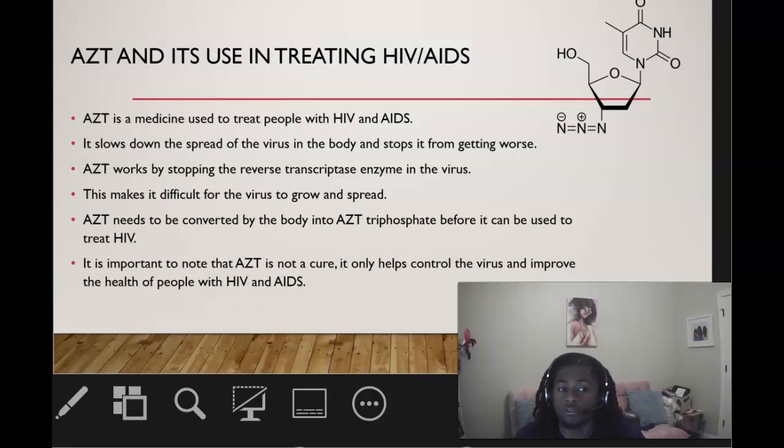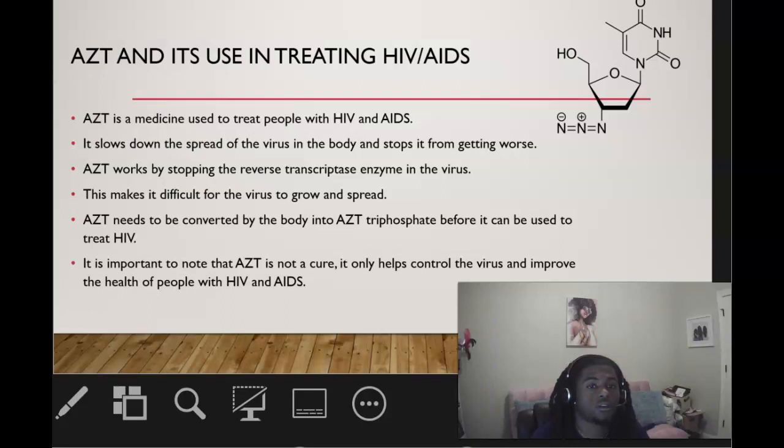AZT needs to be converted by the body into AZT triphosphate before it can be used to treat HIV. It's important to note that AZT is not a cure and that it only helps control the virus and improve the health of people with HIV and AIDS.